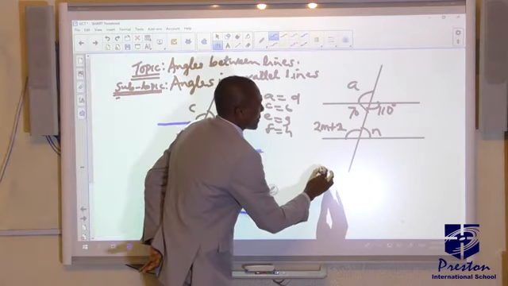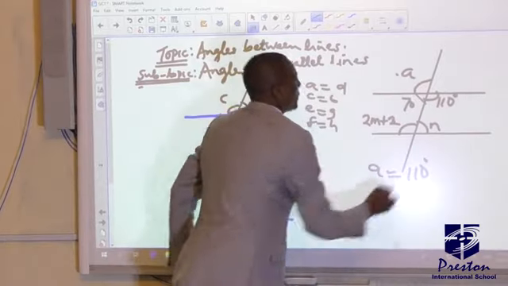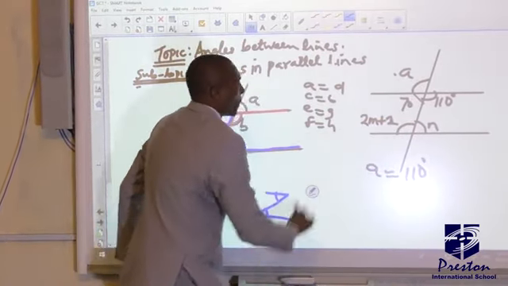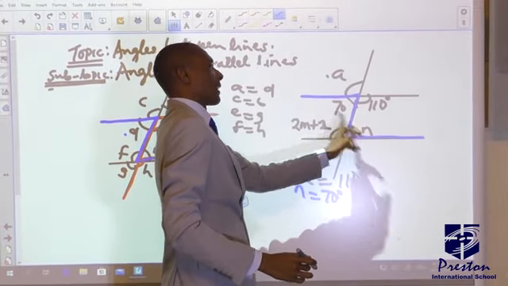What is my A? I can get my A from the question. You can see that A is opposite 110. That is vertically opposite angles, and we say vertically opposite angles are equal. That means my A will be exactly 110 degrees. What is my n? This is a Z angle. So n is the same thing as 70 degrees. Why? They are alternate angles.